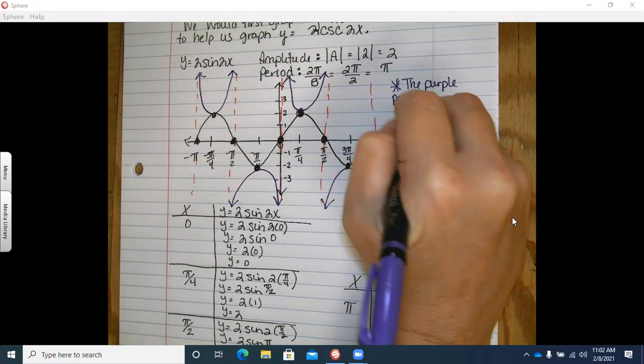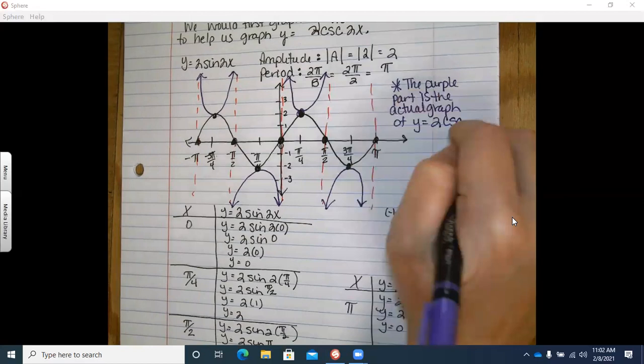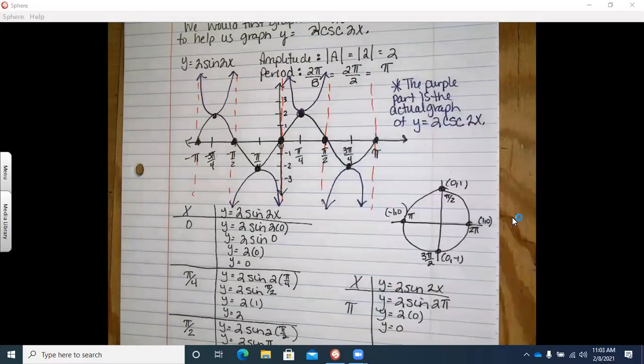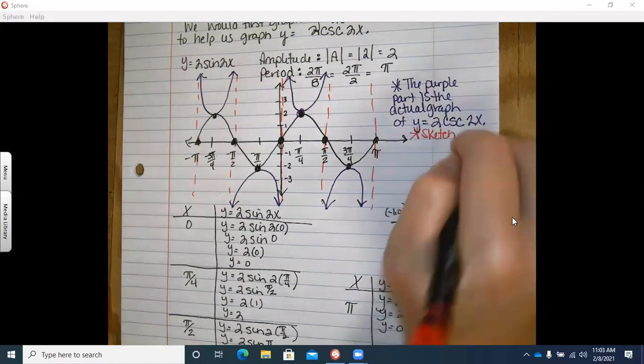I also just want to make a little point when we did those asymptotes. Sketch vertical asymptotes at every x-intercept of the sine function.